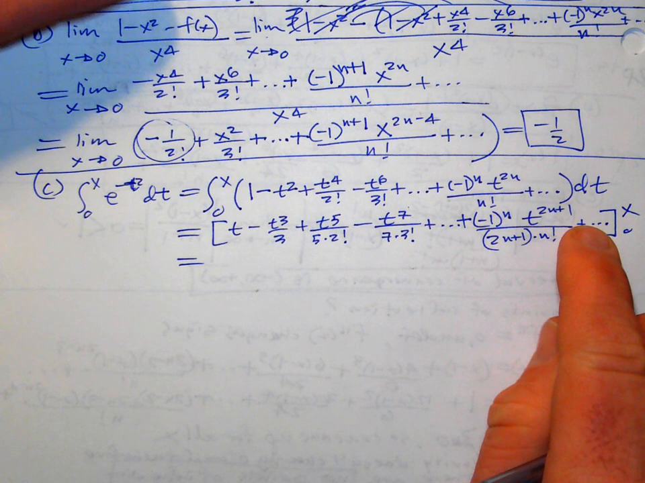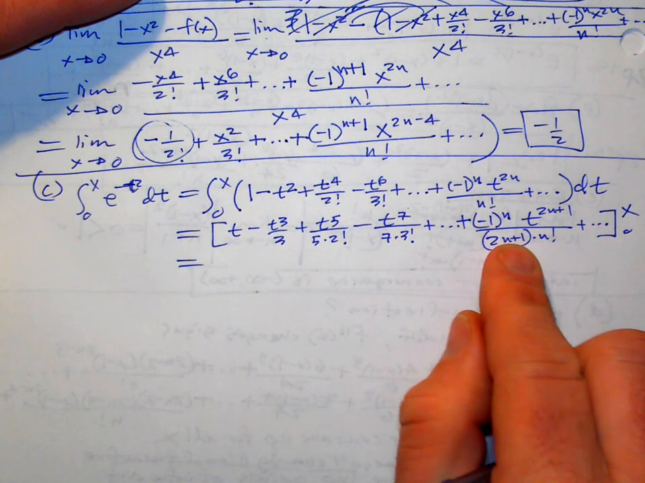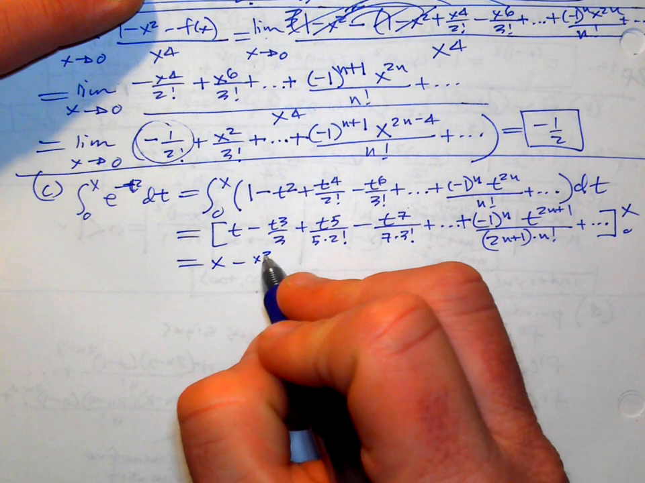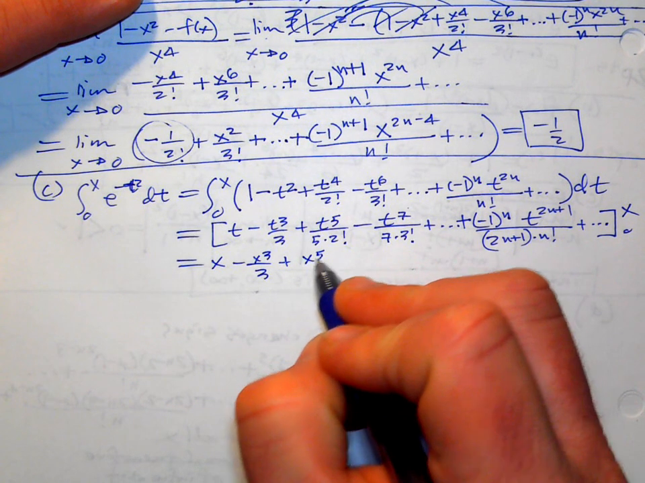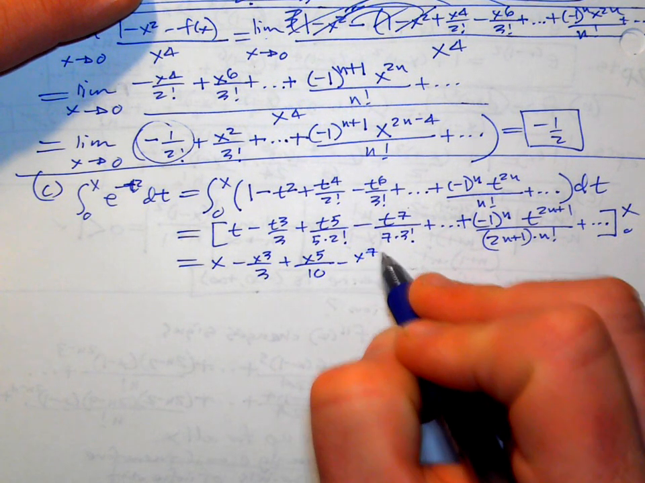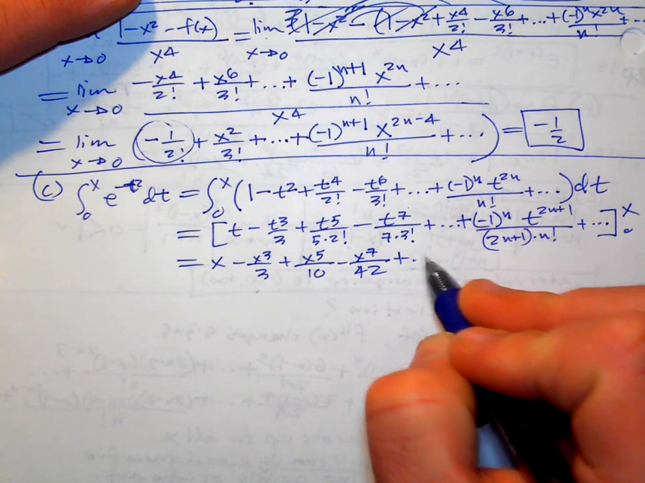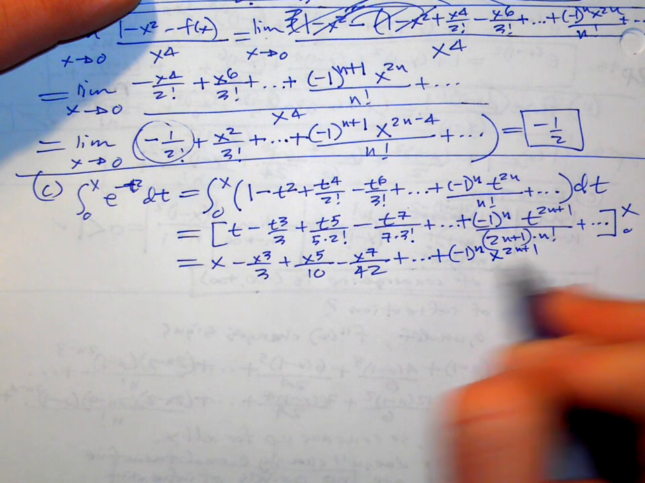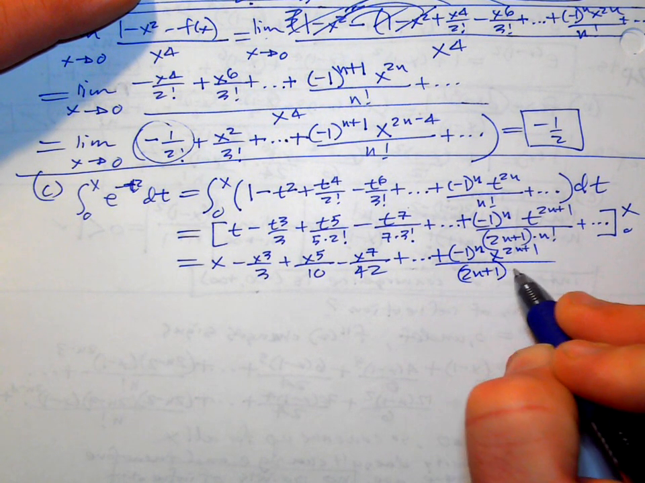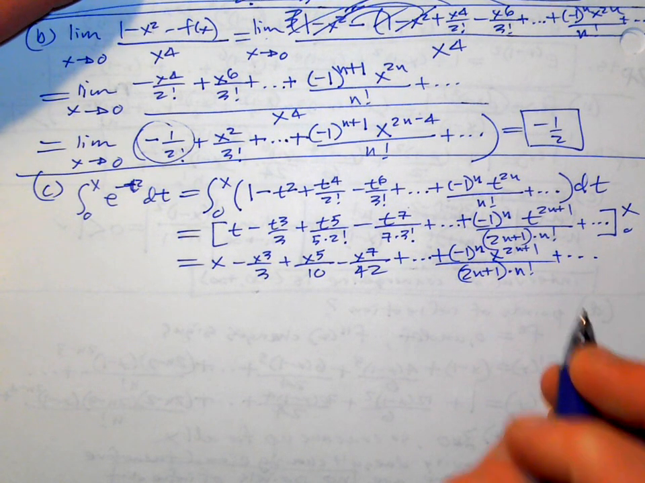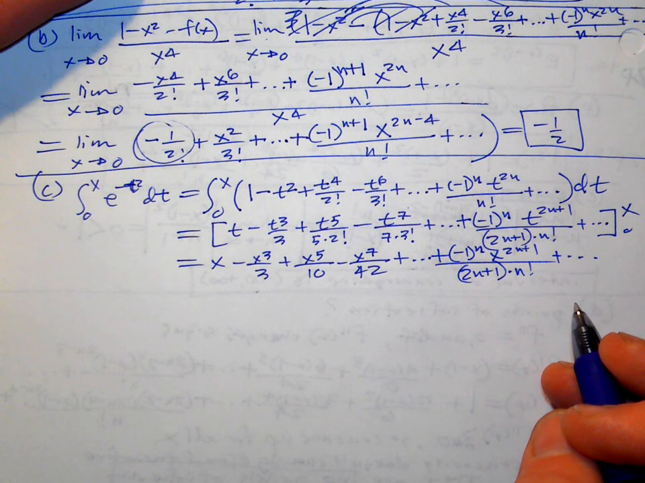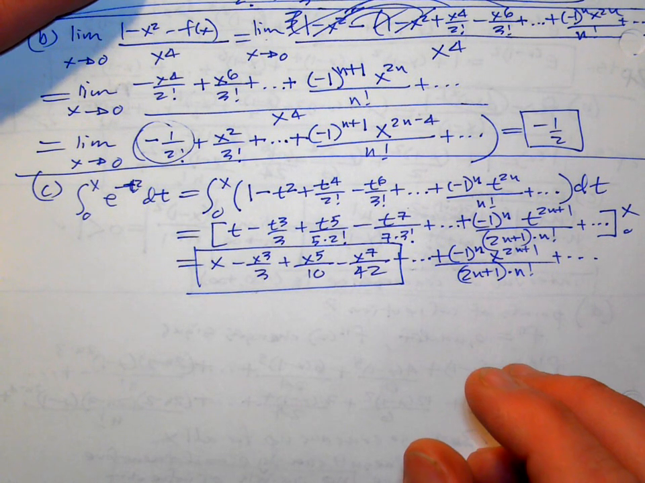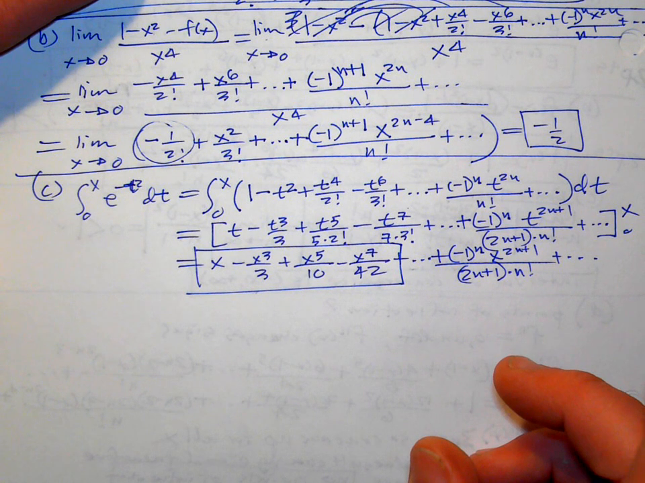And then we're going to plug the limits in, x and 0. If you plug x in, you're going to get a bunch of x's where the t's are. If you plug 0 in, those all drop out. So we get x minus x cubed over 3 plus x to the fifth over 10 minus x to the seventh over 42 plus dot dot dot plus negative 1 to the n x to the 2n plus 1 over 2n plus 1 times n factorial plus dot dot dot. Now it says write the first 4 non-zero terms. They didn't ask for the general term this time. Okay. Now we got an answer.